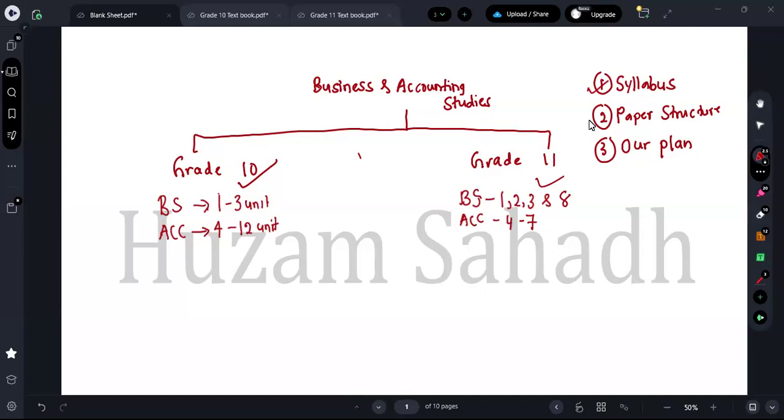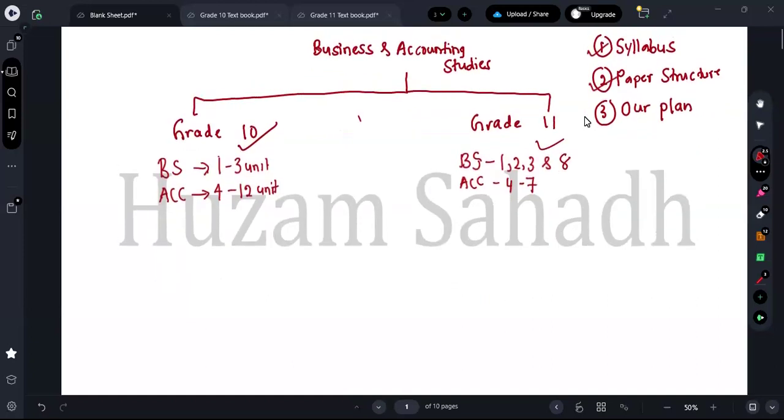Now, second one, let's go for our paper structure. Normally, as you all know, you have part one and part two. If we take part one, we have 40 MCQs. The MCQs will be tested from unit 1 to the complete syllabus.